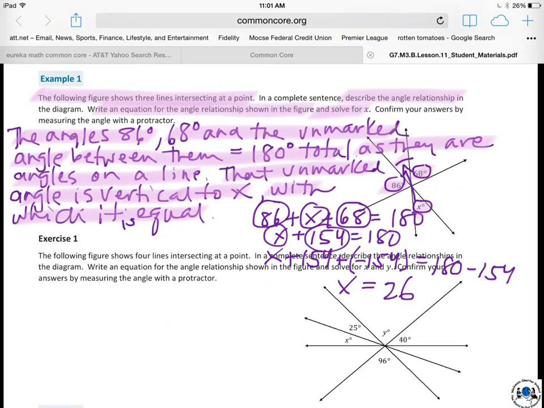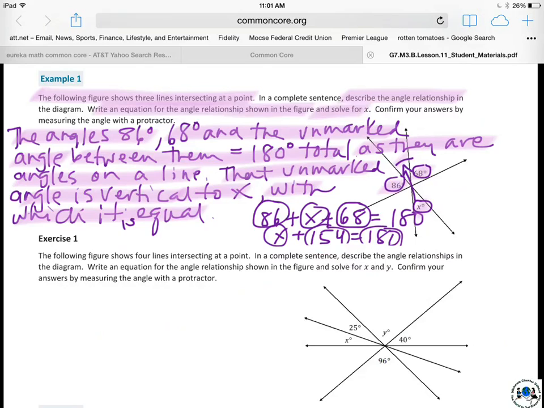X plus 154 equals 180. Got rid of the 154 from both sides, and I end up with x equals 26. So we solve for x, and x equals 26, and we can confirm that: 86 plus 26 plus 68 equals 180. Alrighty, so let's get down and let's do exercise 1.